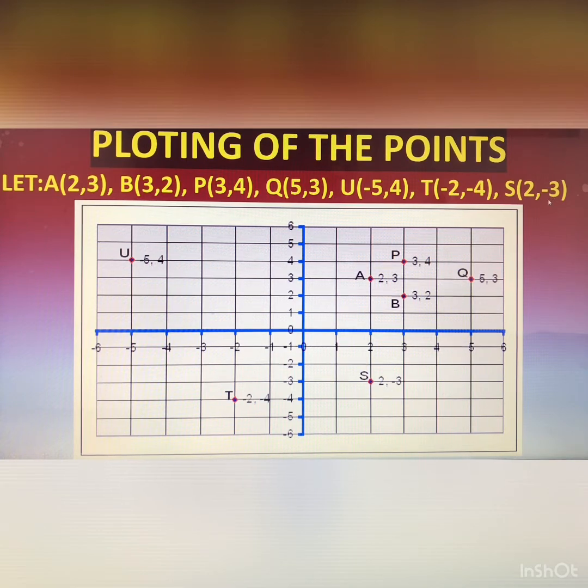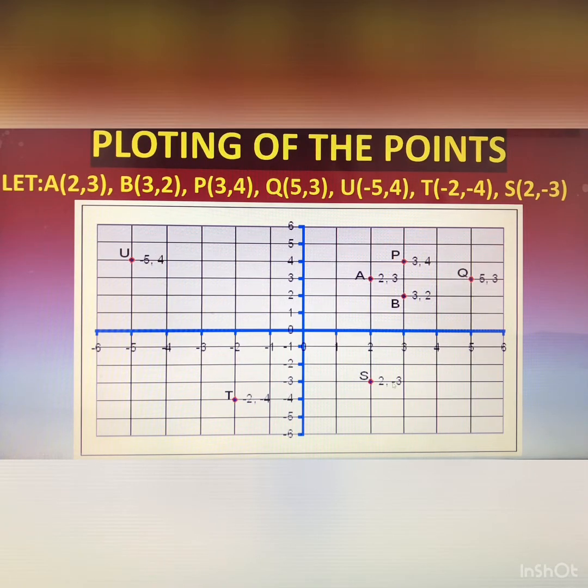This T is the point minus 2 comma minus 4, and the last is 2 comma minus 3. This is the fourth quadrant. The abscissa is positive 2, so you come here, this is 2 units. And the ordinate is minus 3, which means you go downward. You stop in front of minus 3 and mark a point. So this is the point S, that is 2 comma minus 3.